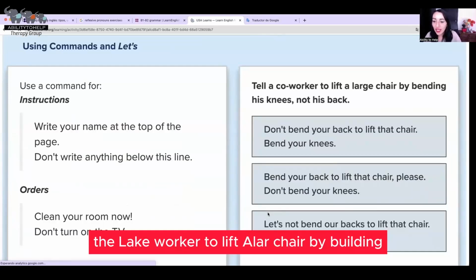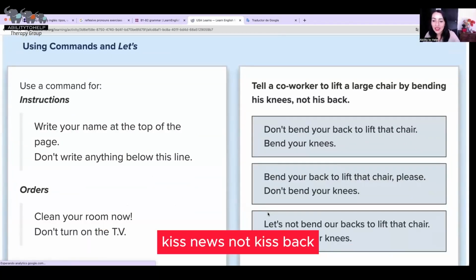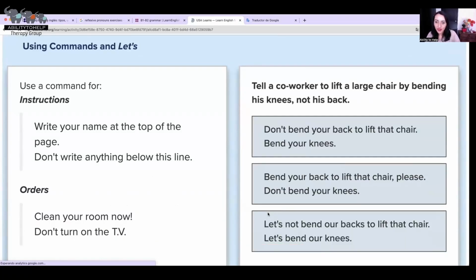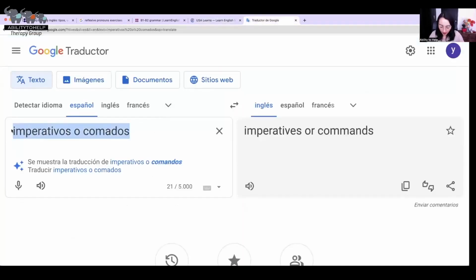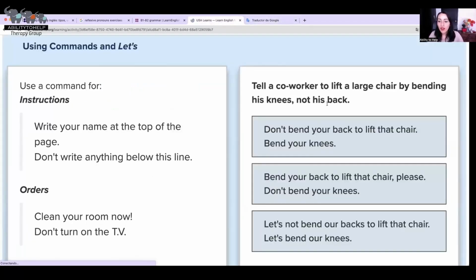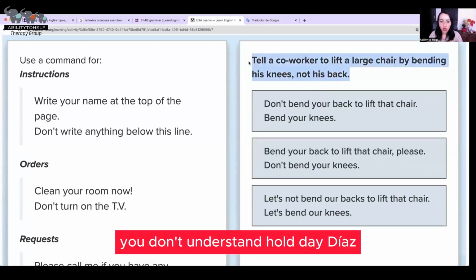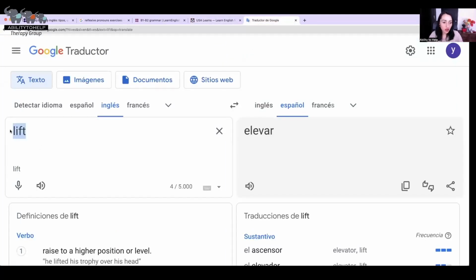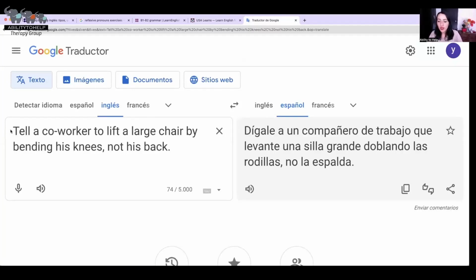Tell a coworker to lift a large chair by bending his knees, not his back. Tell a coworker or a colleague to lift. If you are not sure about the meaning of lift, don't forget it. You could write here: lift. The meaning in Spanish is elevar. So, tell a coworker to lift a large chair by bending his knees, not his back. What do you think is the answer here? If you don't understand all the idea, it's okay, it's normal. You may have to find new words.